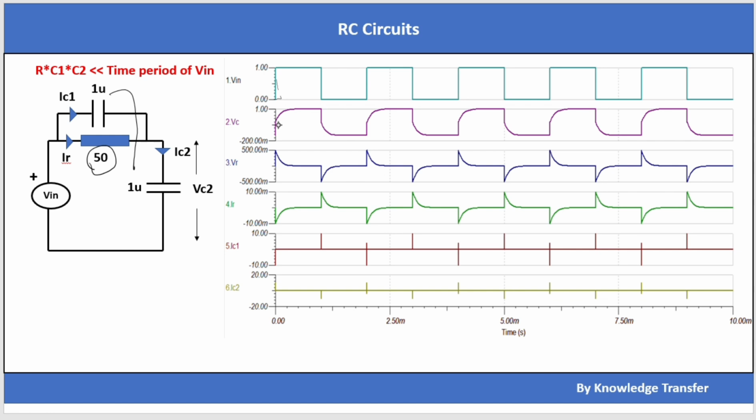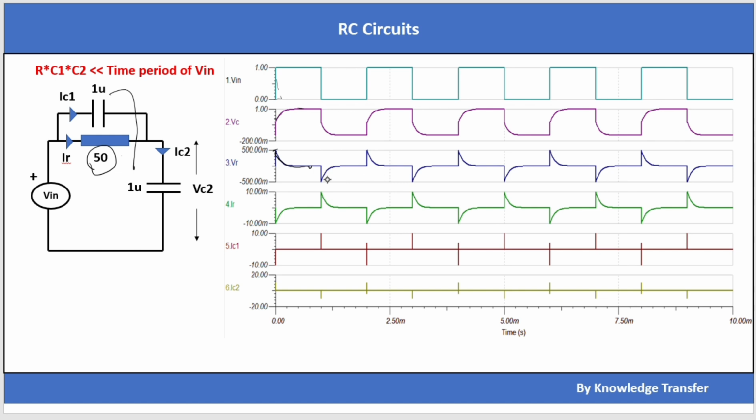Here we can see that the capacitors are instantly charged to 1 volt. VC2, you can see VR is equal to VC1, sorry. Previously it was 0.5 volt. Here also it should charge to 0.5 volt starting, and from 0.5 volt it suddenly went to 0 volt with the time.